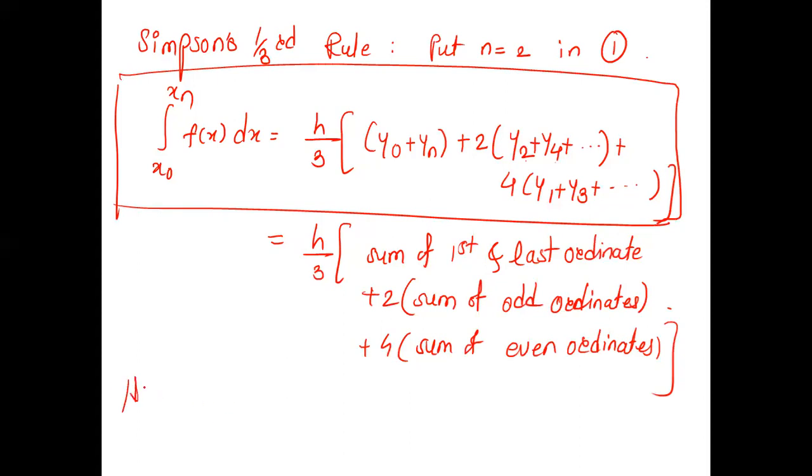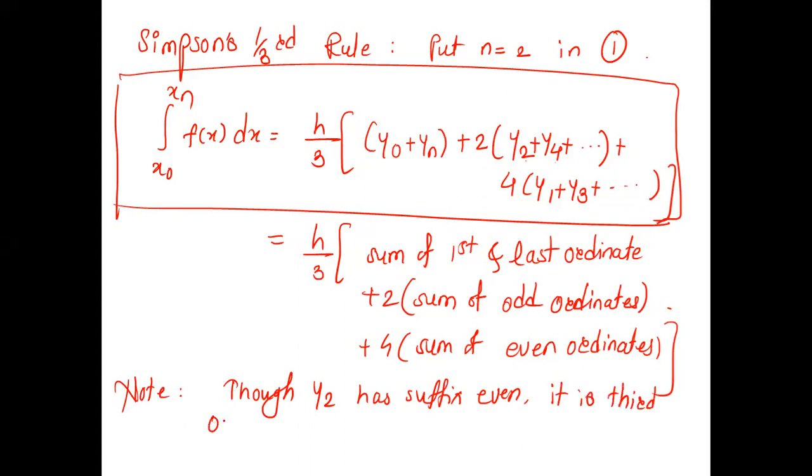Note, though y2 has an even suffix, it is the third ordinate. It is y0, y1, y2, third. It is the third ordinate, and that's why odd. Third is odd, so that's why we are calling it odd.